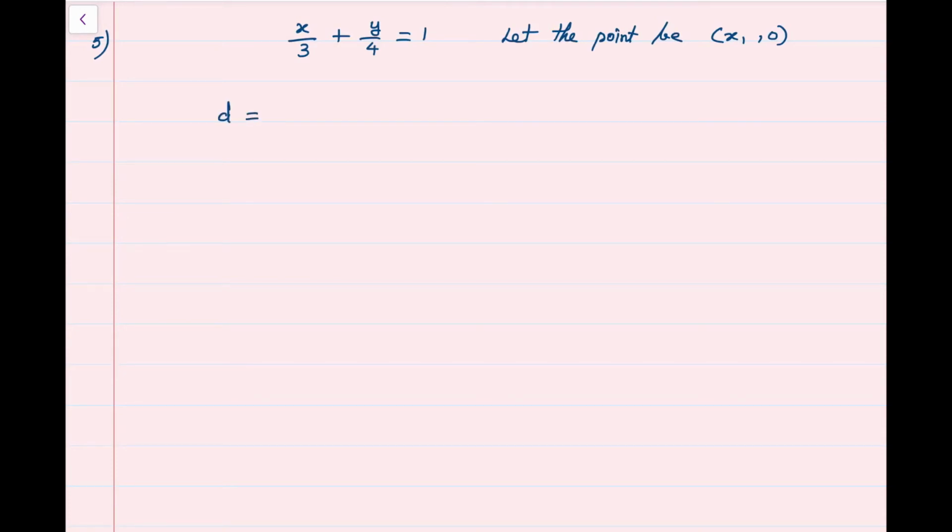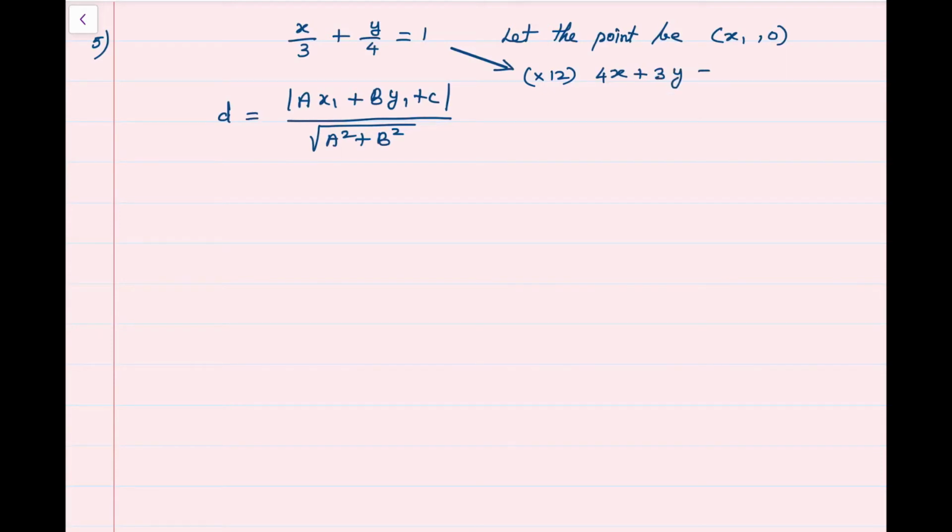Distance of a point from a line: absolute value of ax1 plus by1 plus c, divided by root of a square plus b square. We will change this equation to general form. We will multiply the equation by 12. 4x plus 3y equal to 12. Therefore, 4x plus 3y minus 12 is equal to 0.